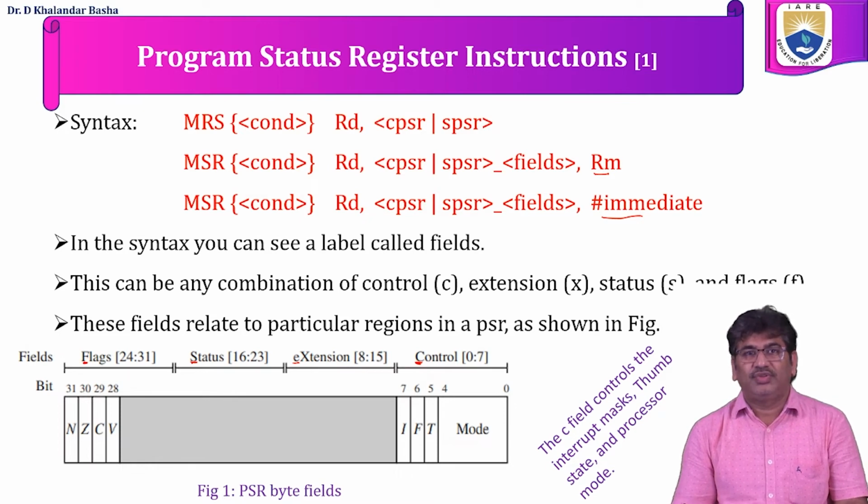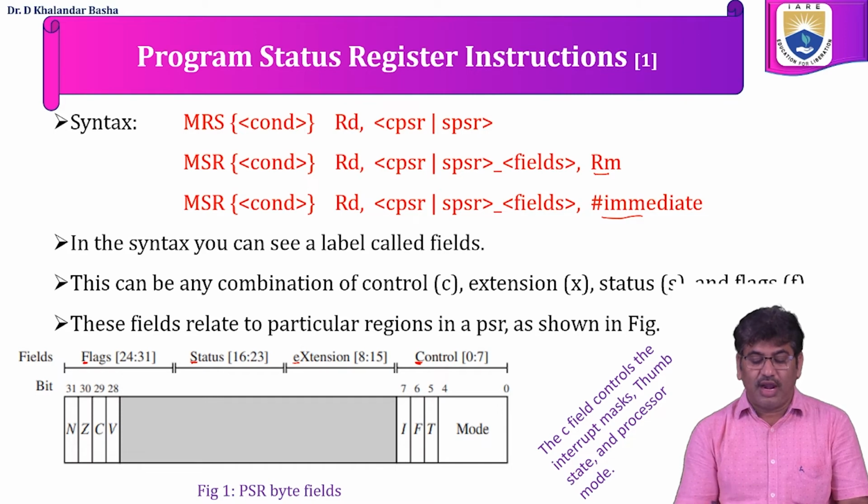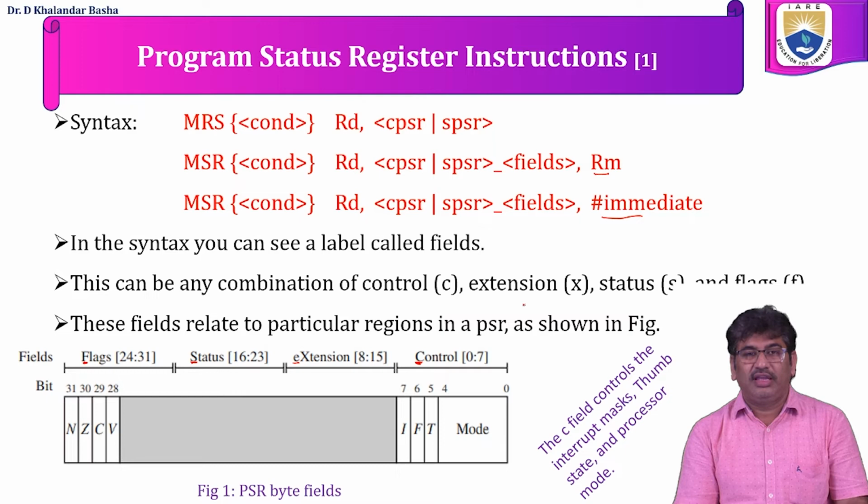So these are the fields that we can have with the addition of one more character. C is for control. X is for extension. S is for status. And flags with F. These fields are related to particular regions in the PSR. The format for PSR byte fields is shown in figure 1.